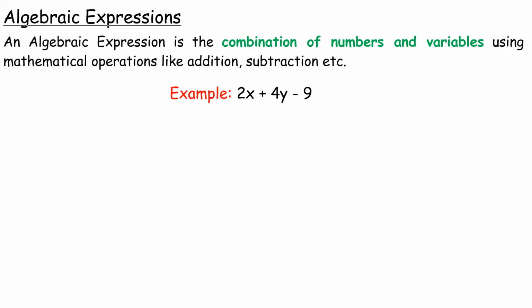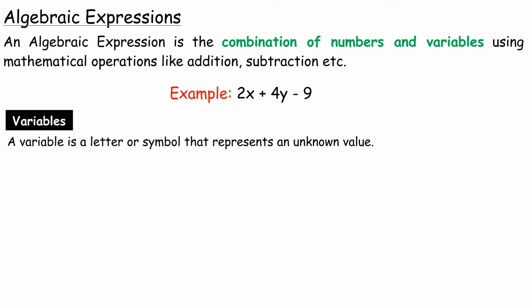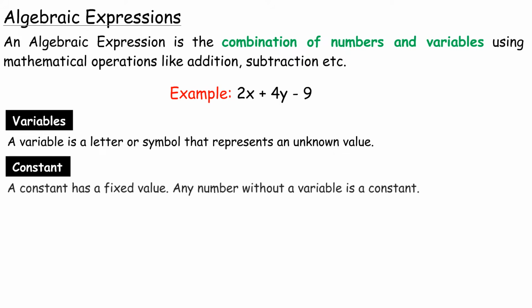Parts of an expression, variable. A variable is a letter or symbol that represents an unknown value, in this example x and y. Constant. A constant has a fixed value. Any number without a variable is a constant. In this example it is -9.